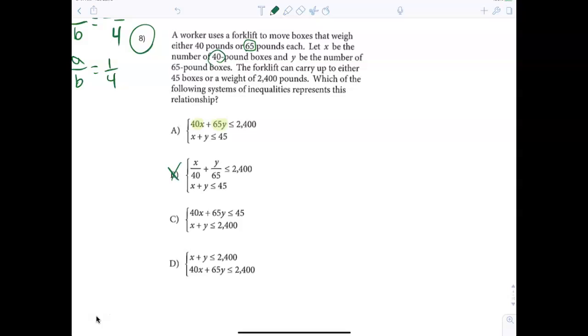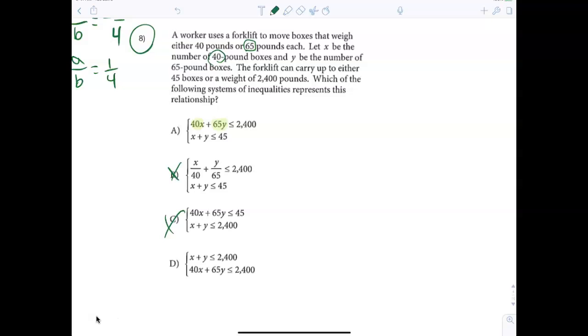Pounds, right? So the total pounds have to be more than 2,400 or less than 2,400. A lot of people, the forklift can carry up to 2,400 pounds. So that means it can't go over 2,400, right? So the pounds have to be less than 2,400. So is it possible that the answer is C? No, because the 40 and the 65 go with pounds. So C is out.